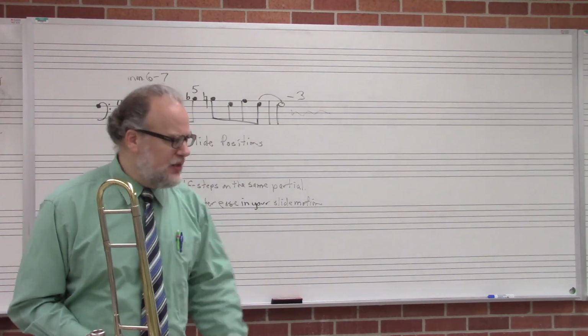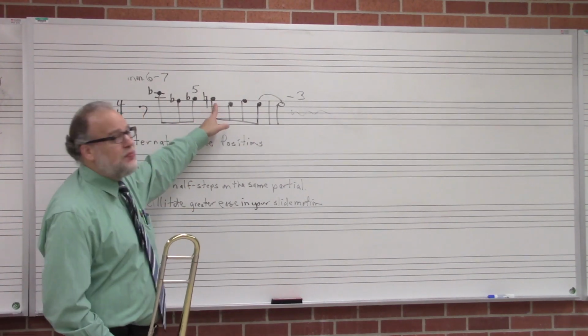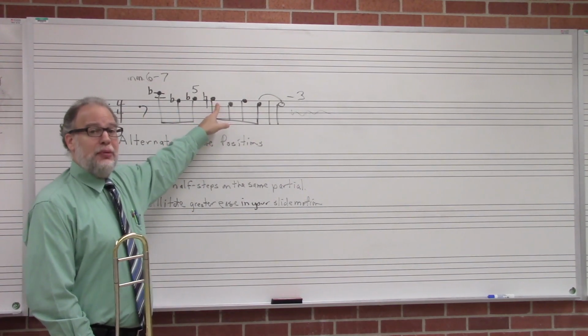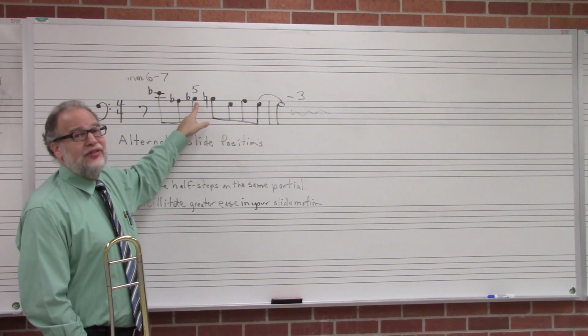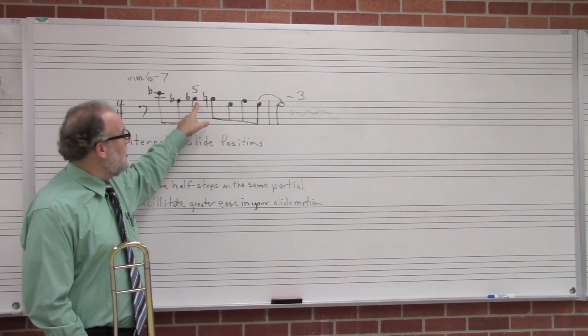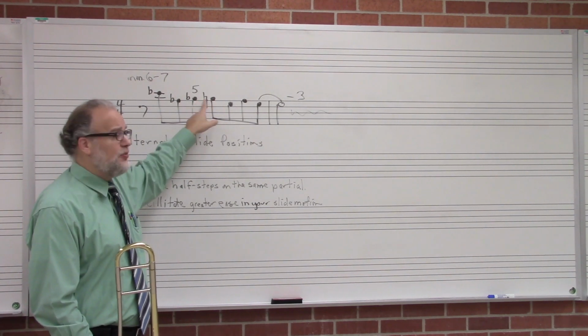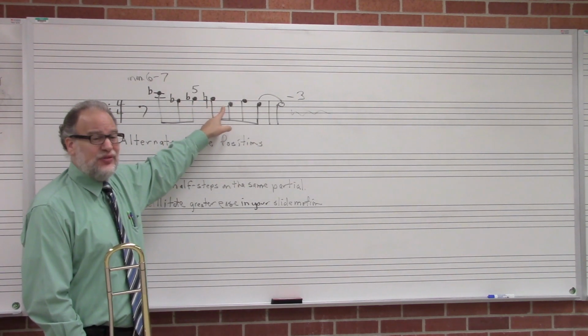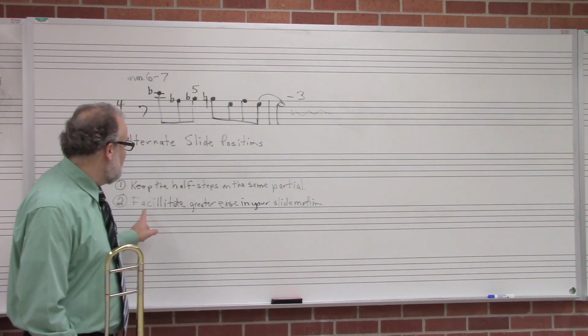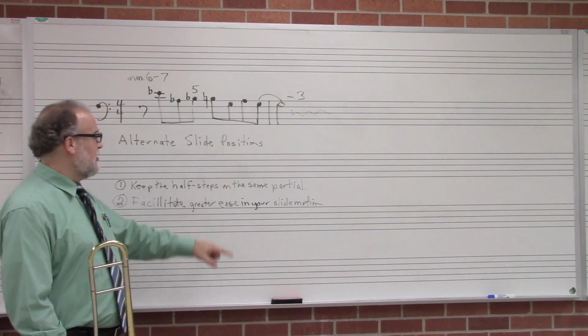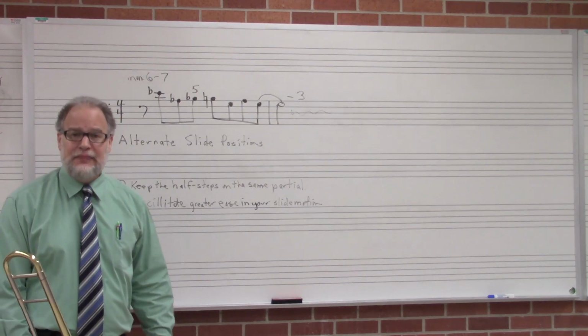Now, the reason, again, if you look at this B natural, that's on the fifth partial. And the fifth partial is also where the B flat is if you play it in fifth position. So it keeps the half steps on the same partial, since B flat to B natural is a half step. And then also, to me, it facilitates greater ease in your slide motion.